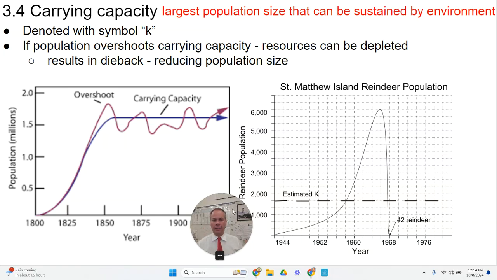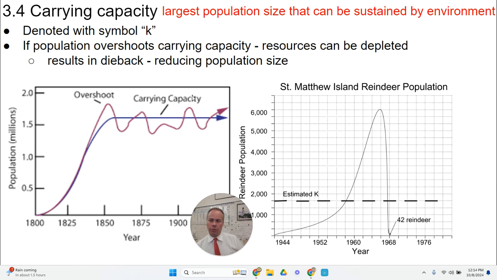The concept of carrying capacity is probably one that you are familiar with based on living environment and other courses you may have taken in the past. The definition of carrying capacity is the largest population size in a given habitat for a given species that can be sustained given the resources available. We usually use the letter K to represent the carrying capacity of an area, of an ecosystem.